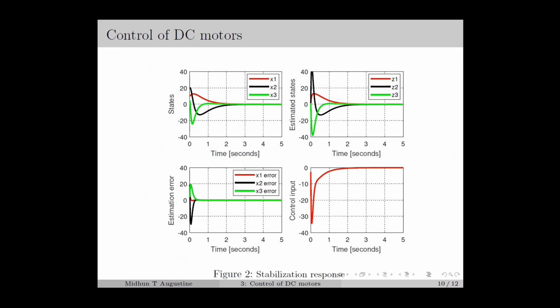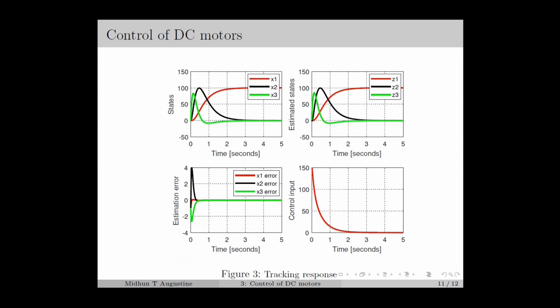Figure 2 shows the response of the DC motor for stabilization, in which we consider the initial state as 20, 10 and 5, and the objective is to drive the system from this initial state to the origin. From the plot we can see that the states are converging to 0 with the linear state feedback. And this plot shows the estimated state and the estimation error. From here we can see that the estimation error is converging to 0, which basically implies the observer is estimating the states accurately. And finally, this plot shows the control input with the linear state feedback control law.